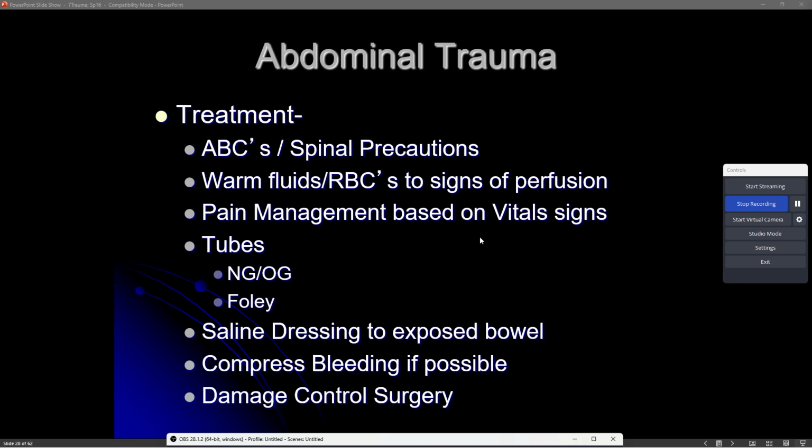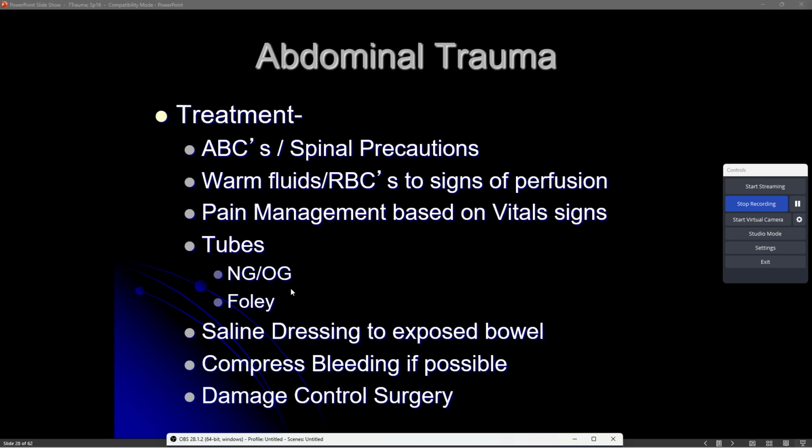Abdominal trauma, same thing. ABCs, we're going to do warm fluids. We're going to do packed red blood cells if indicated. Pain management, yes. NG-OG is the big one. Why? Because NG-OG on low intermittent suction permits gastric rest. And the same thing with the Foley. I want to monitor strict I's and O's.